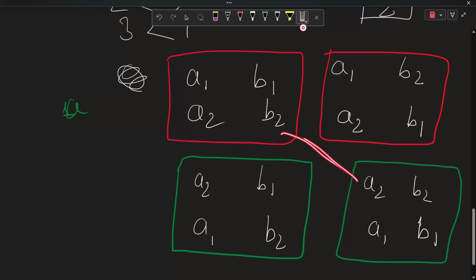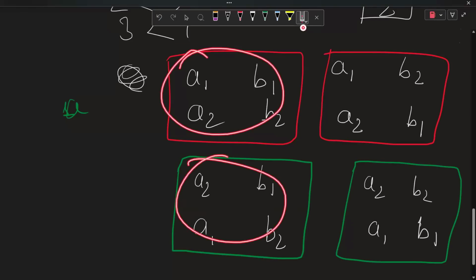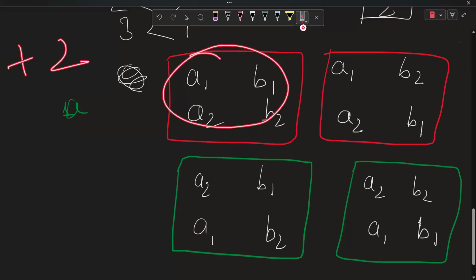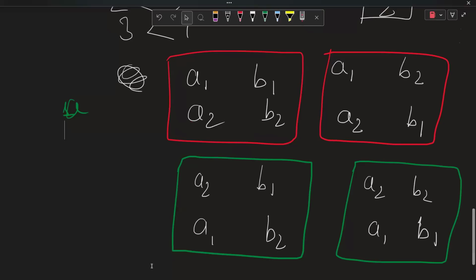So basically, these two scenarios are the same, and the same way these two scenarios are also the same, because A1 compared to B2, A2 compared to B1, A2 compared to B1, A1 compared to B2. So actually, if you look, we just need to check for this scenario and this scenario. If player 1 wins in this scenario, add a +2 to the answer. If player 1 wins in this scenario, add another +2 to the answer. That's it. You just need to check for these two scenarios. Okay.